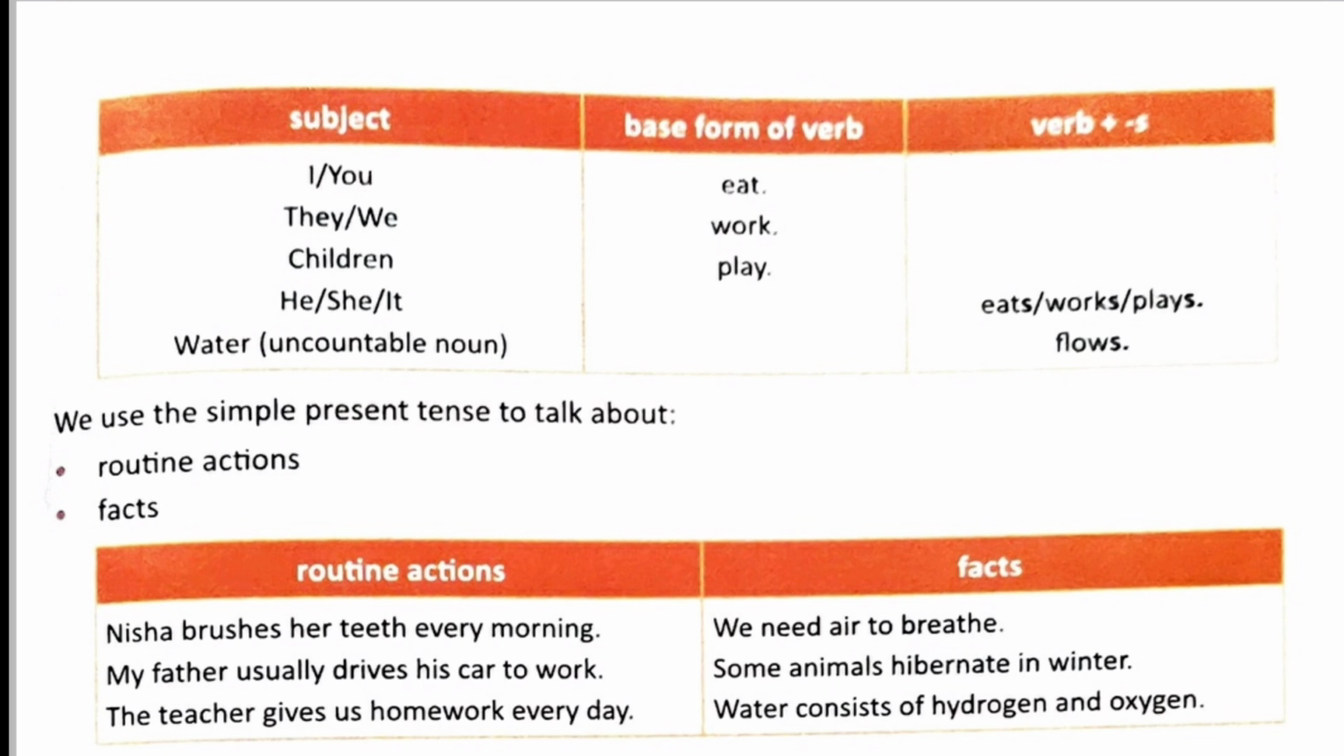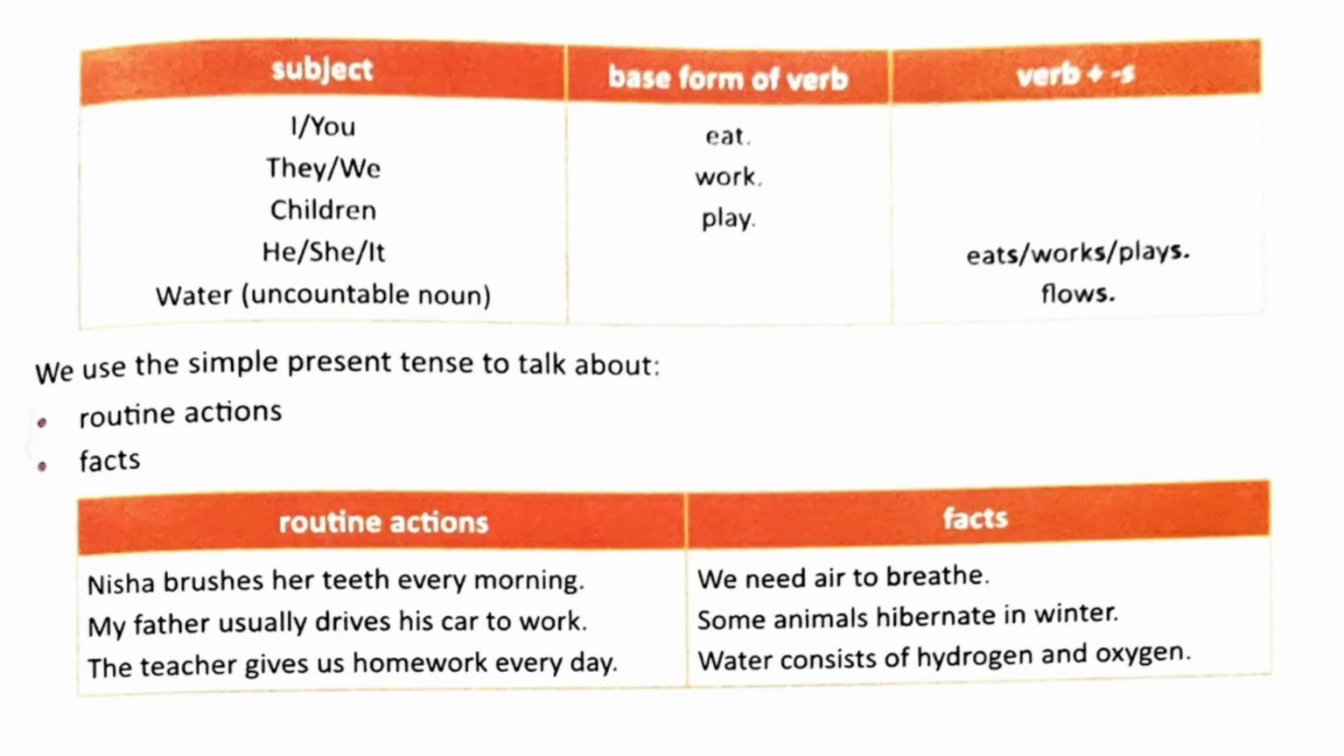Whereas if the subject is he, she or it, that is a singular pronoun, then we use the verb with S, that is he eats, she works, or it plays. Also, if the subject is an uncountable noun like water, then also we use the verb with S. For example, water flows. Similarly, if the subject is a singular noun, then also we use the verb with S. For example, the child eats, Rita works, or the boy plays.